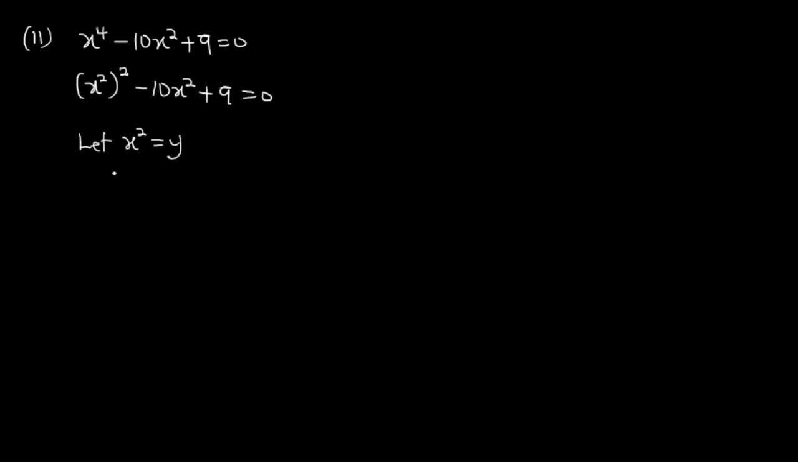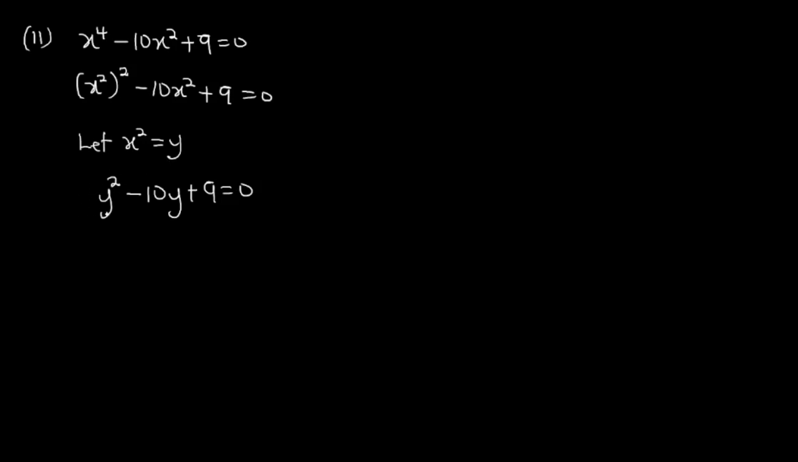So I do the substitution. I have here y squared now, because x squared is now y. Then minus 10, x squared will now be y, plus 9 is equal to 0. So this becomes my new equation for me to solve.